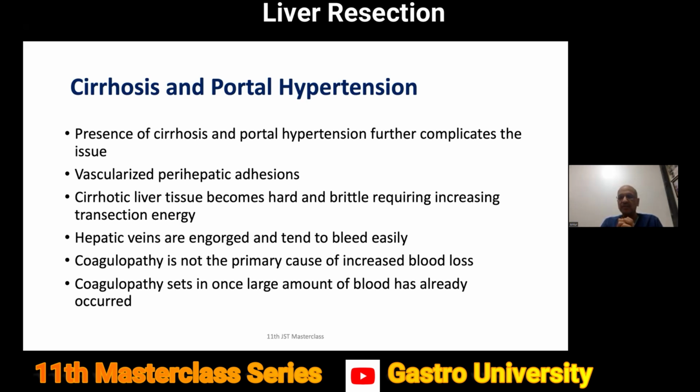Coagulopathy, one must understand, is not the primary cause of increased blood loss while you are operating upon a cirrhotic patient. Forget about the INR values. Even with an INR value of 2 or 3, don't blame coagulopathy for bleeding. Coagulopathy actually sets in once a large amount of blood has already been lost, and it is the initiation of the coagulation and then the fibrinolysis cascade, and when the patient starts going into DIC, that you can actually blame coagulopathy. But this is very late in the whole gamut of events.